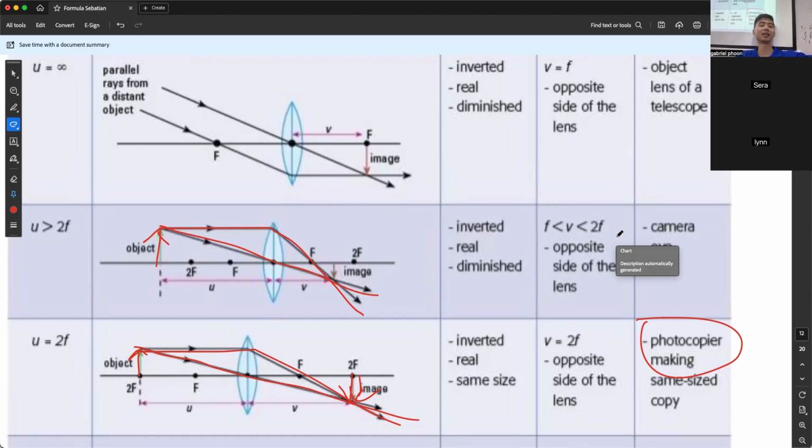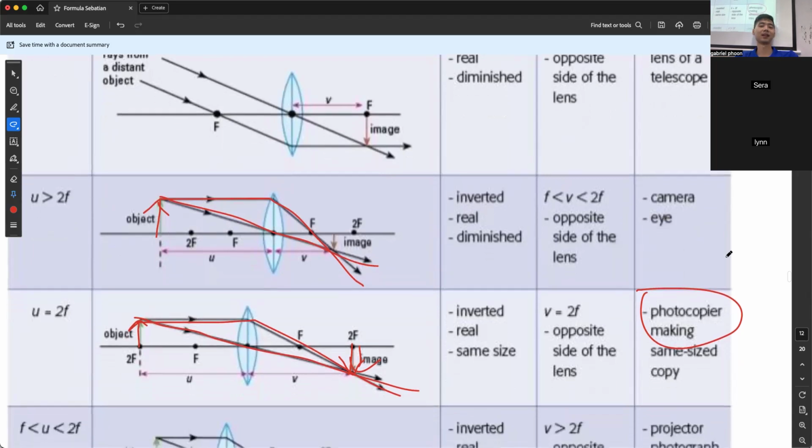Yes, next question. What do you want to ask? For same size, I just use a ruler to measure this. Yes, if they are the same size, they will obviously be the same height.